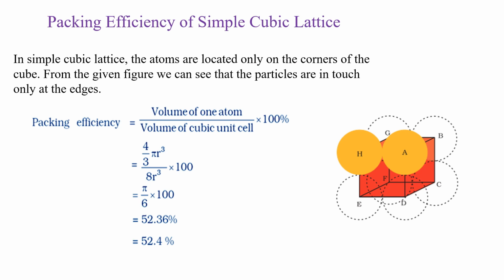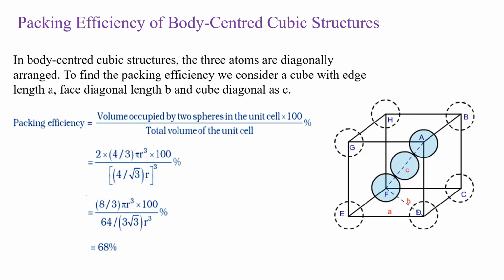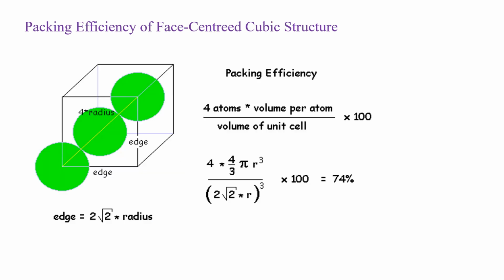So in this video, by all these relations, we get to know that the packing efficiency for the simple cubic lattice is 52.4%, for BCC, the body centered cubic structure, it is 68%, and for the face centered cubic structure it is 74%. I hope this content helps you understand what is meant by packing efficiency and how to calculate packing efficiency for SCC, BCC and FCC.